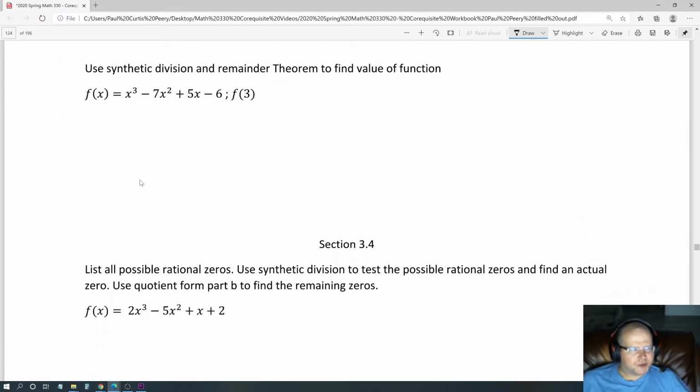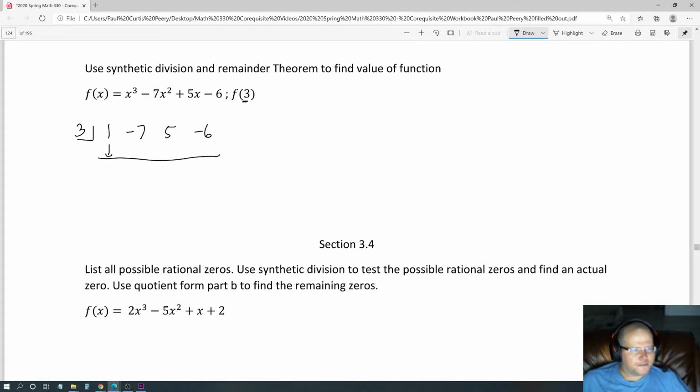All right, so we're going to use synthetic division and the remainder theorem to find the value of the function. Okay, so basically what we can do is we can divide. We can do long division. I'll do synthetic division. We rewrite this polynomial right here, but just with the coefficients. So we have a 1, minus 7, a positive 5, and a negative 6. And then right here, I'm actually going to divide by the 3 right there.